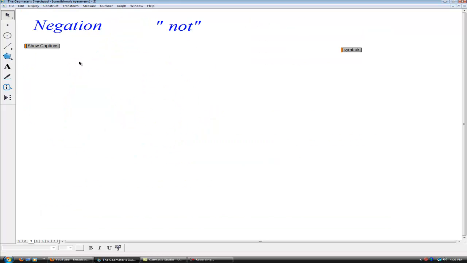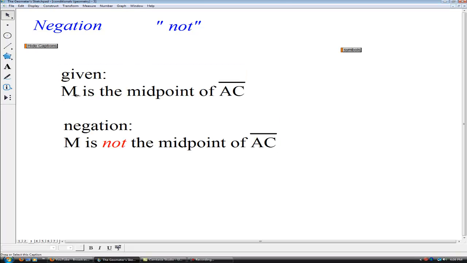Now for some more vocabulary from this section. The word negation means not. And so let's look at an example here. That we were given, M is the midpoint of segment AC. The negation of this statement would be M is not the midpoint of AC. Pretty simple. New symbols. This is our hypothesis. This symbol right here means not the hypothesis. Or the hypothesis is P, this is not P. So anytime we see this symbol, this is implying a negation of a statement.